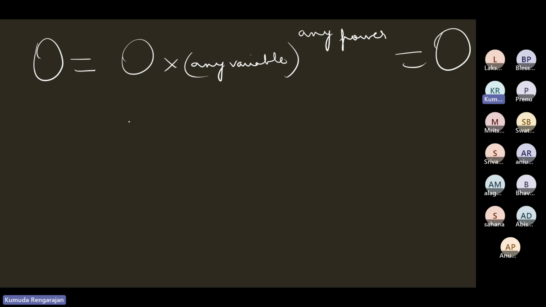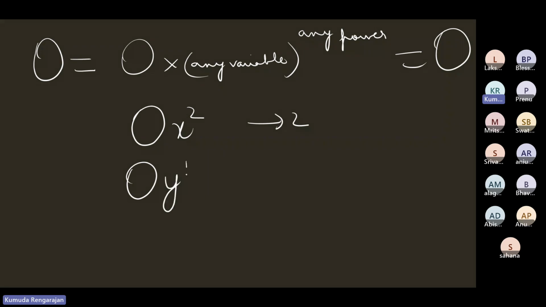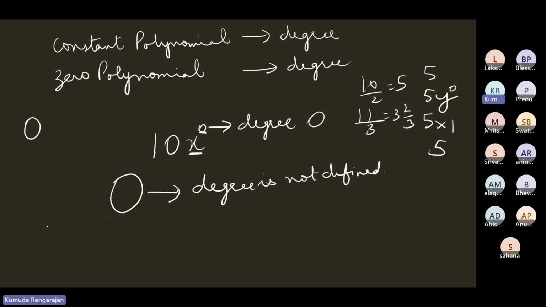So we see that 0 can be expressed in different ways. One of you will write 0 as 0x square, and you will say the degree is 2. Somebody will write 0 as 0y to the power 100, and you will say the degree is 100. Somebody else will say 500. All of you will give different answers. If you're getting different answers, that means the degree is not defined. If the degree is defined, there should be only one answer. That is why we say the degree of 0 is not defined.